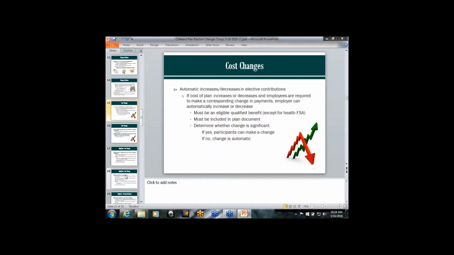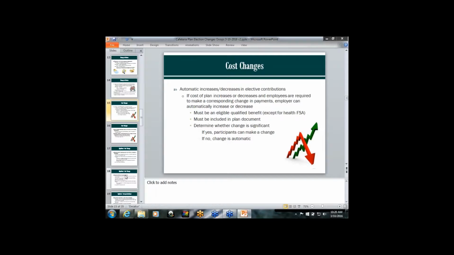Our next permitted election change we want to look at is considered cost changes. Now, if there is an increase or decrease in elective contributions, if the employees are required to make a corresponding change in payment, the employer can automatically increase or make that decrease. Now, what's interesting is it does not have the word insignificant in the actual rules, but it's inferred. So it's basically saying that as an employer, these automatic changes can be made if they're insignificant.